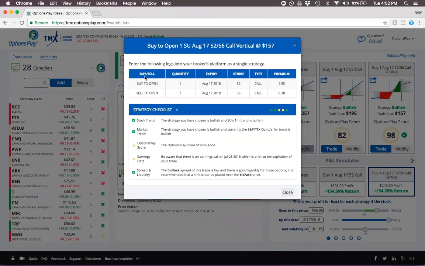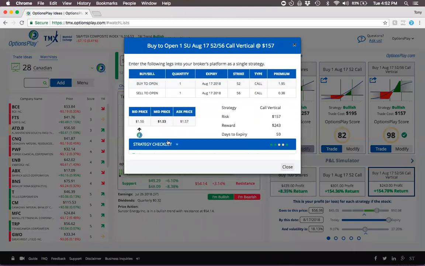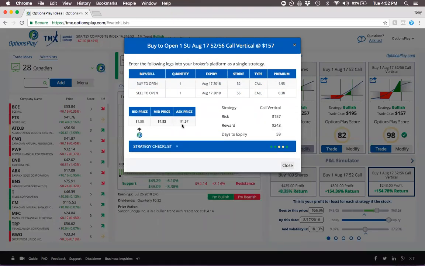And then once you're comfortable with this, you have all the information to enter this into your broker's platform, including the current bid-ask price, showing you where you can place your limit orders to potentially get your best possible fill.